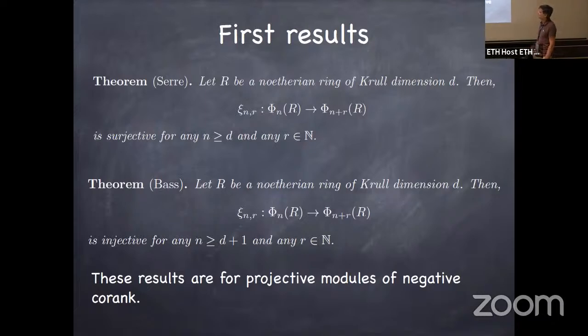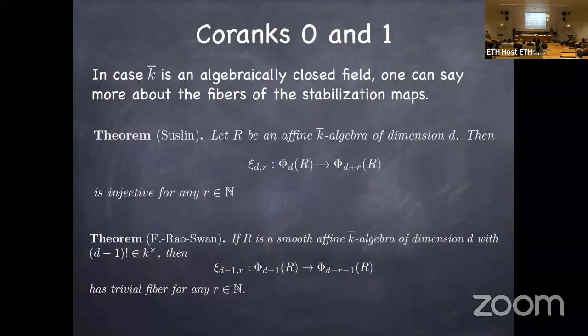Just to point out the notion of corank, so this is an operative of negative corank, so operative modules of negative corank. So we could say, okay, let's go from negative to say corank 0. That's the next slide. So the thing is that if you want to go to corank 0, you already have to make some extra assumptions. So for this slide, we will take K to be algebraically closed.